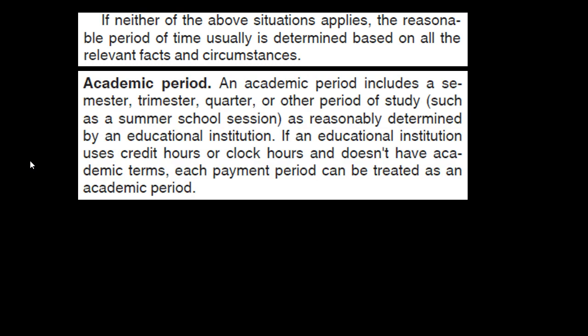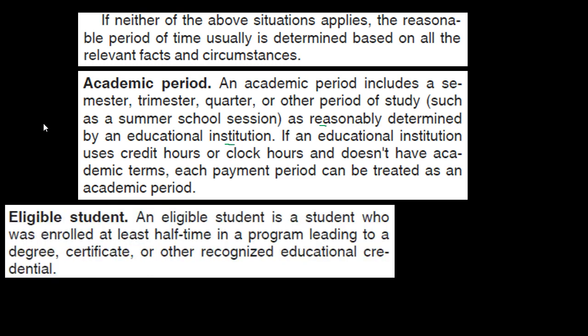Academic period. An academic period includes a semester, trimester, quarter, or other period of study, such as a summer school session, as reasonably determined by an educational institution. So this is one of those terms, the academic period. A lot of different schools can have a lot of different names for the academic period. So note what we have here, the basic standards. We're going to go to the institution, and as long as it's reasonably determined by that educational institution, then we should be good. The key term, of course, being reasonable, has to be reasonably determined. Back to the text. If an educational institution uses credit hours or clock hours and doesn't have academic terms, each payment period can be treated as an academic period.